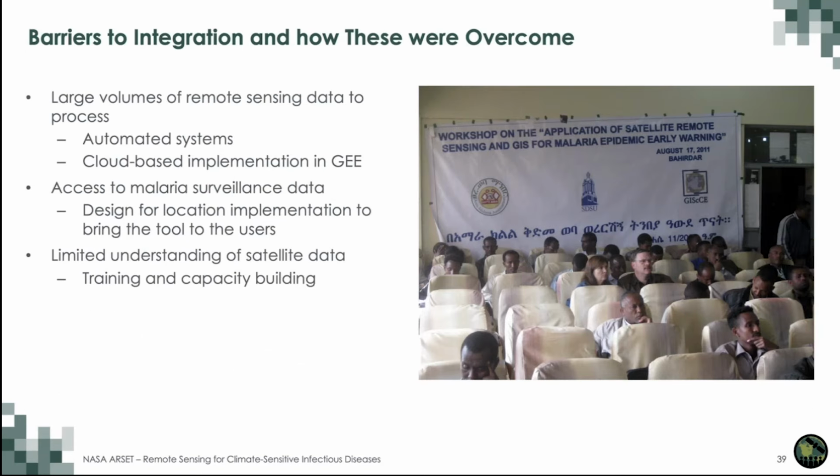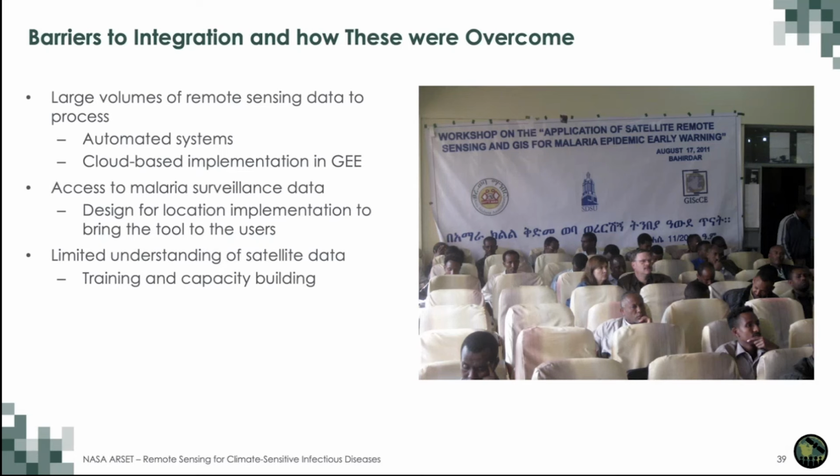These were some of the major barriers to integration and how we address them. So I've talked a bit about the challenge of dealing with large volumes of satellite data. This is mainly a technical challenge, so we were able to address it with technical solutions, development of automated systems, cloud-based implementation. And I feel like we've made a lot of progress in knocking down this barrier.